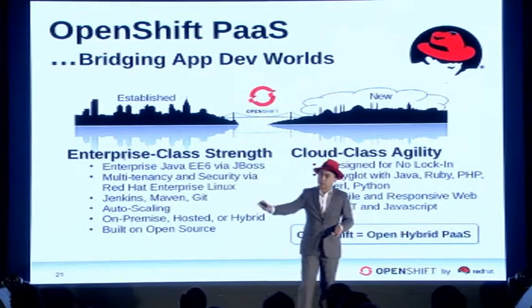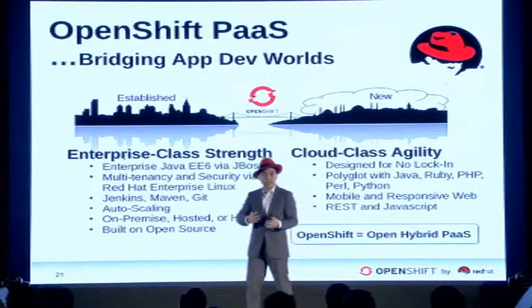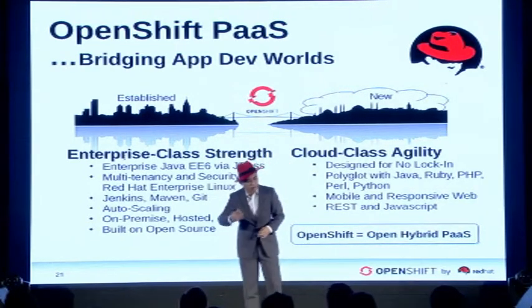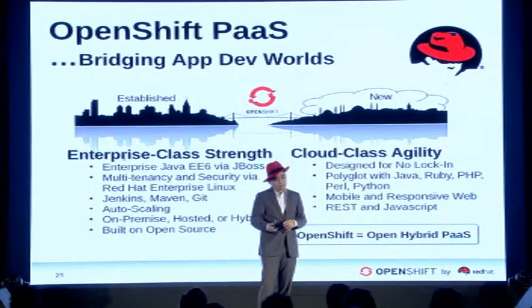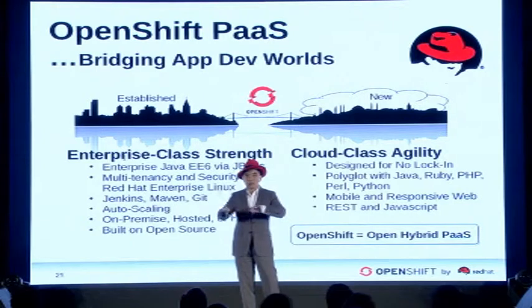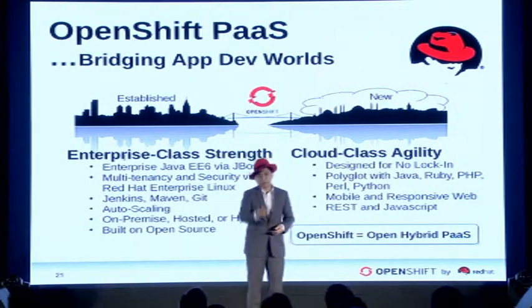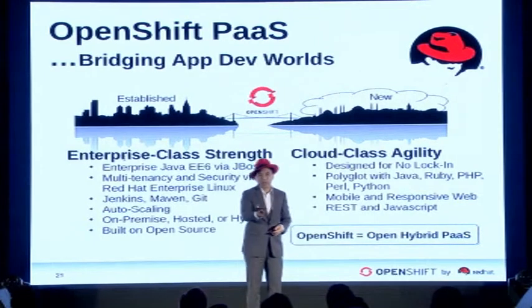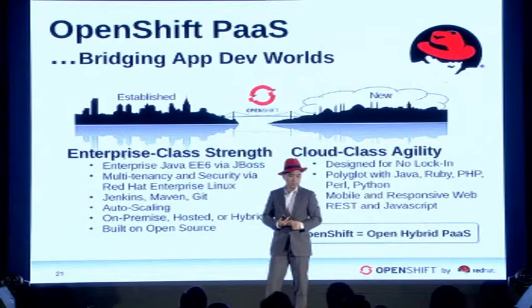And as I mentioned, it's also built to leverage the cloud, to give you the advantages of cloud agility. It's designed so that you don't have lock-in. It's polyglot, meaning that it is multi-platform, with Java, Ruby, PHP, Perl, Python. We've announced that we're going to have a cartridge to support .NET as well, so you can manage across that too.